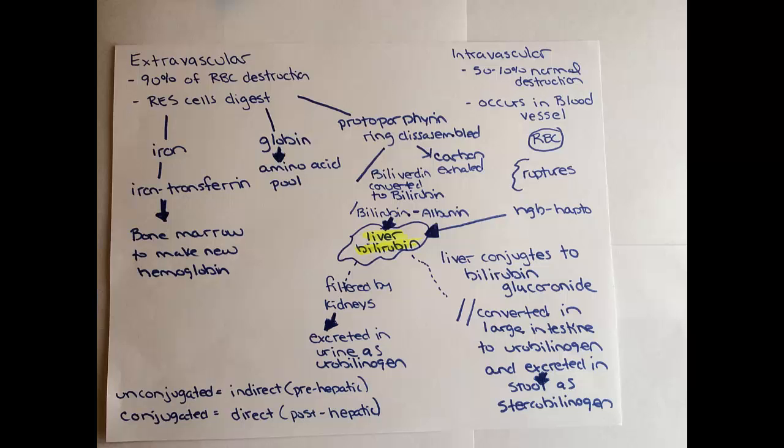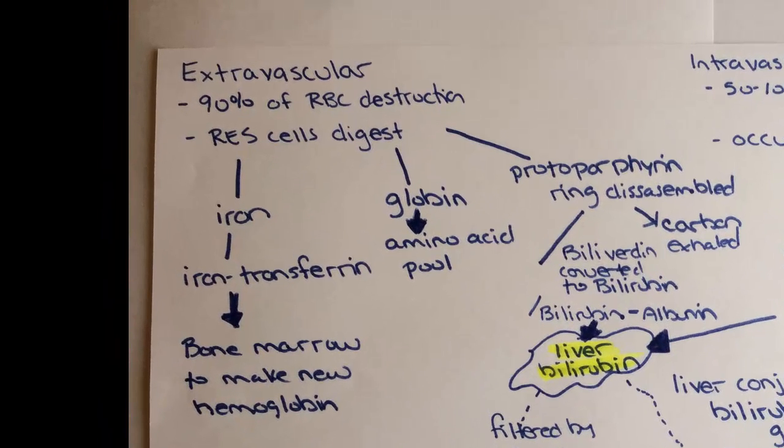I want to discuss normal, extravascular, and intravascular destruction of red blood cells. 90% occurs extravascularly, and 5 to 10% occurs intravascularly. Again, this is normal destruction of red blood cells. So let's focus quickly on extravascular destruction.